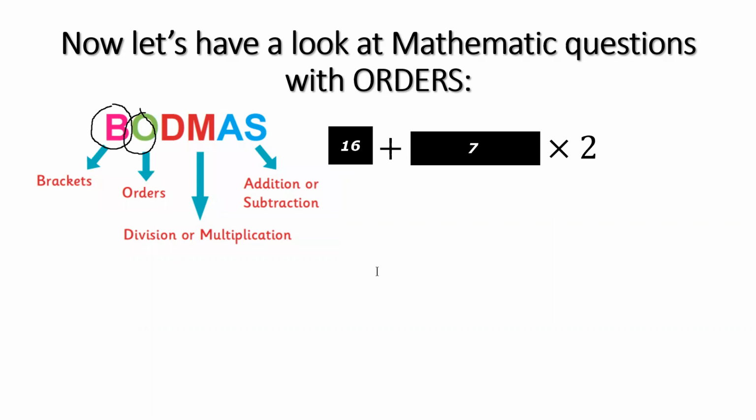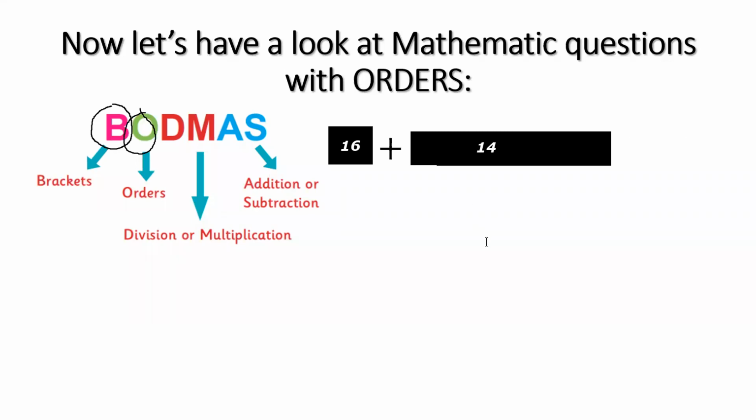Okay, so now I'm left with 16 plus 7 multiplied by 2. So I've got 2 operations left. I've got add and I've got multiply. Now what comes first out of add and multiply according to BODMAS? The M does, the multiply. So I have to multiply next. So I have to do 7 multiplied by 2. And 7 multiplied by 2 is 14. So I can replace this with the number 14.